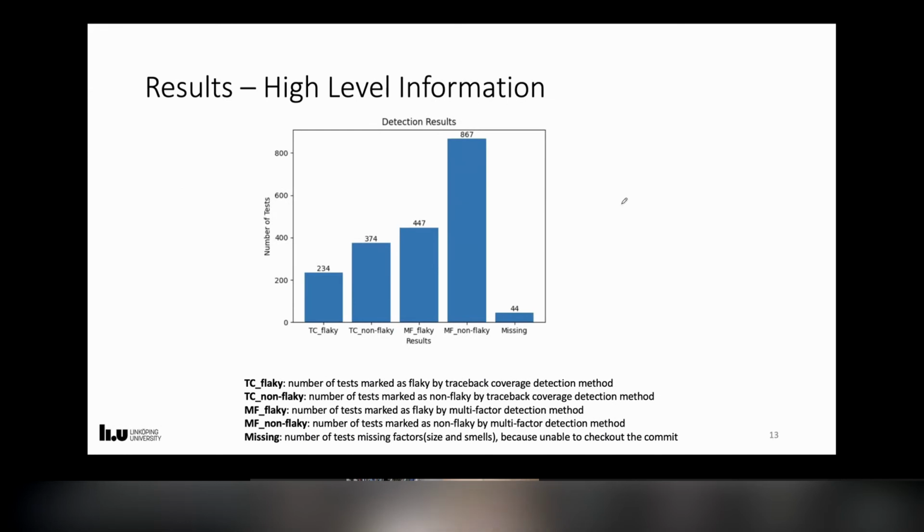Now, coming to the output, before I go to the demo, one of the results you see from the tool is this diagram that can be generated. If you run this, it gives you high-level information. For example, 234 test cases in your test repository are flaky due to traceback information. 374 are non-flaky. The machine learning algorithm marked 447 test cases as flaky. And if we have missing information, like a test smell is missing or history is missing, we mark it as missing, and there are 44. So this gives you the overall information in a diagram.